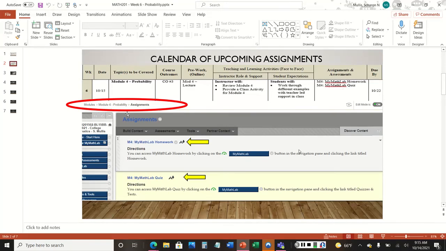I also included a screenshot of how you get to those assignments. So you go to Modules in Blackboard, go to Module 4 Probability, and then click on the Assignments link. And you'll see the 2 assignments. Those are listed at the top of the Module 4 assignments.